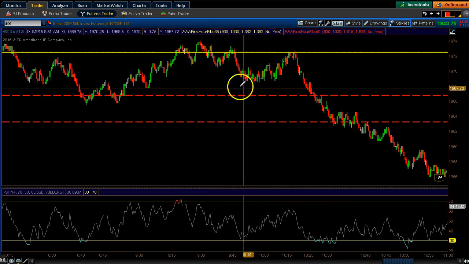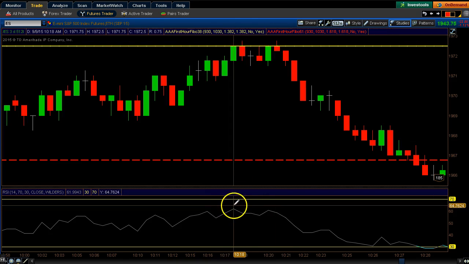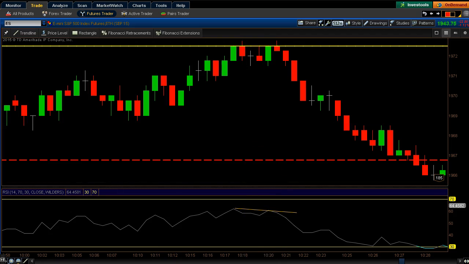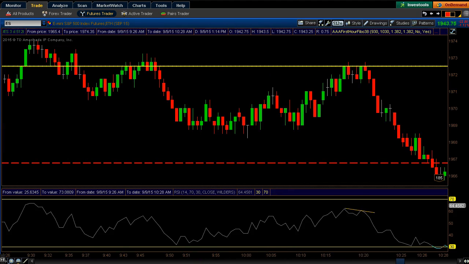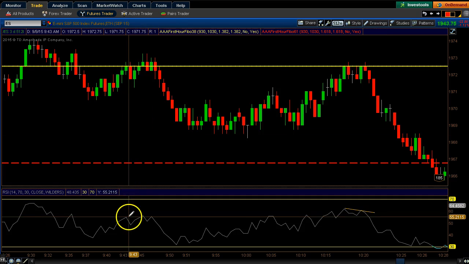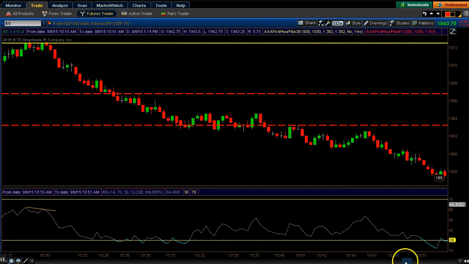Okay, and look at this, right? As we come up here, we make a double top, right? You actually have a lower RSI while you're making a double top. So there are specific ways to trade this that can give you the edge, okay? Same with on the downside.